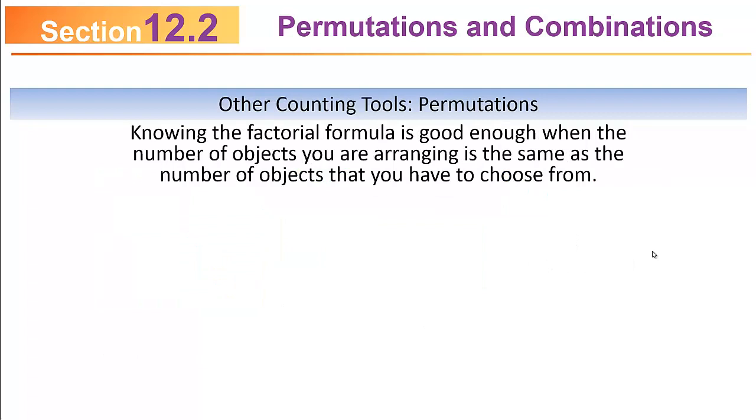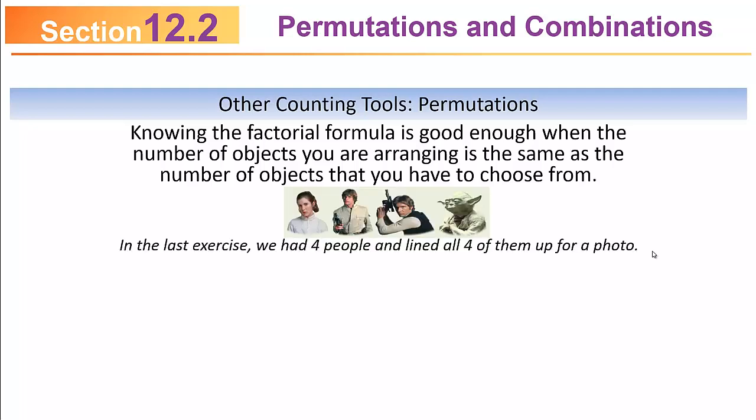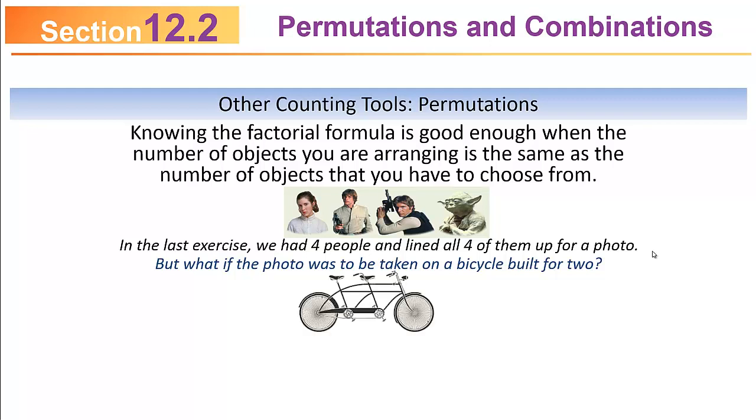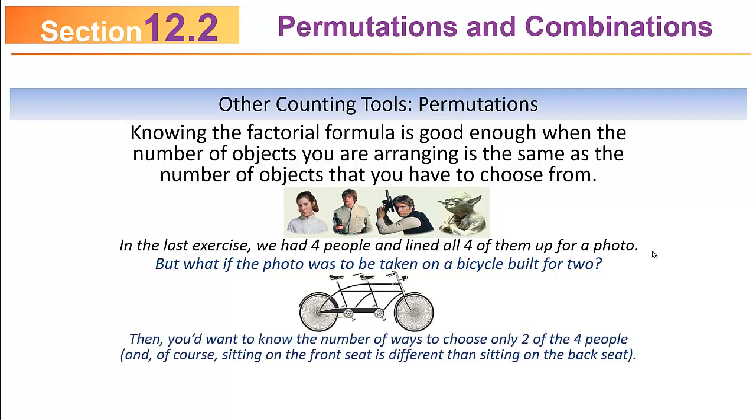Now, knowing that formula is good enough when the number of objects you're arranging is the same as the number of objects you have to choose from. Because, for example, in the last exercise, we had 4 people and we lined them all 4 up for a photo. But what if you were doing something slightly differently? Suppose we had a bicycle built for 2 and we wanted to pick 2 of those 4 people and put them on the bicycle built for 2. Also keep in mind, if you're looking for the number of ways you could do that, a person sitting on the front seat would be different than that same person sitting on the back seat. So we want to look at the number of arrangements.